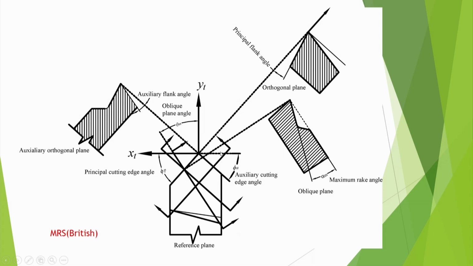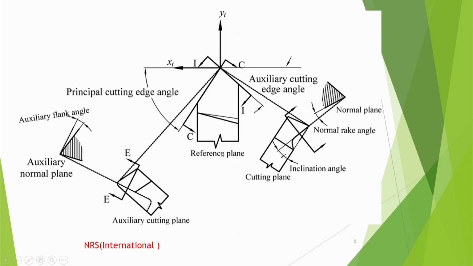Now we come to NRS system, that is the normal rake system, normal rake standard, and it is the international system. In this international system, in the top view you are showing in the same way, there is a principal cutting edge and there is an auxiliary cutting edge angle. There is no difference with the other two systems, except that there is some difference in ASA system.